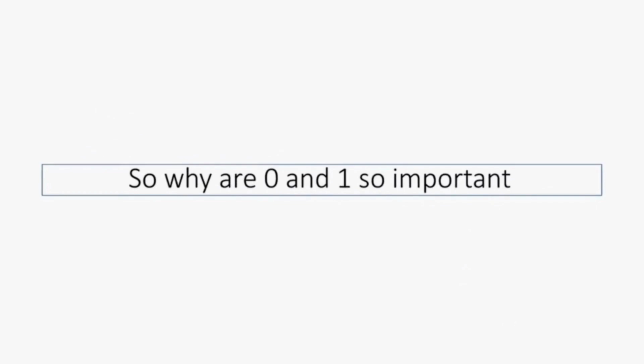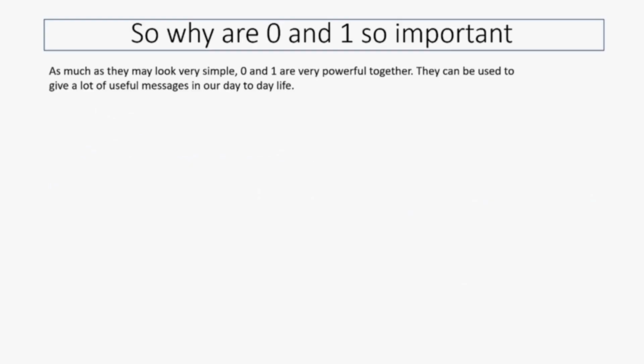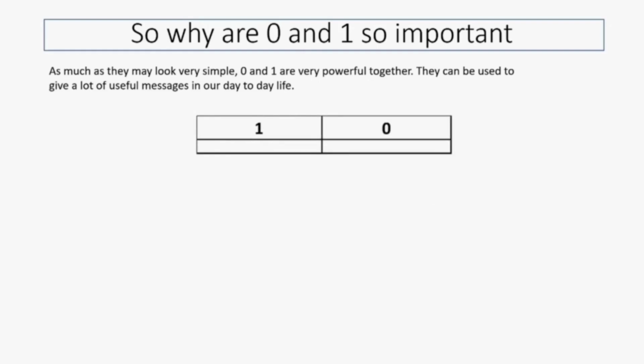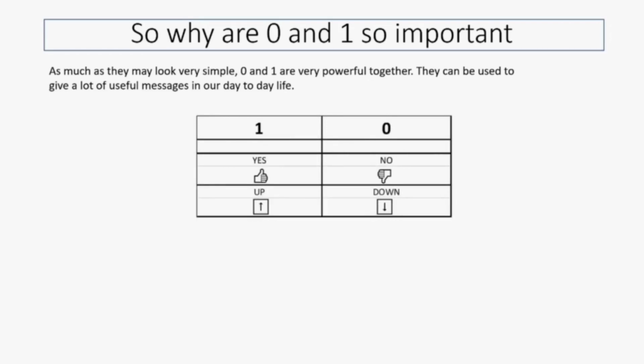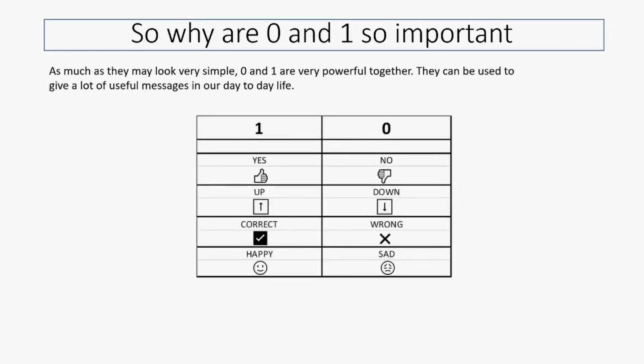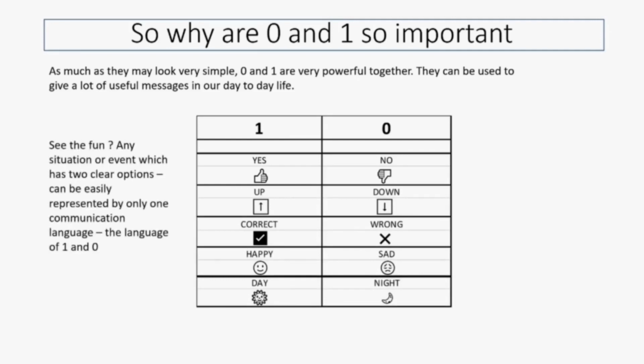So why are zeros and ones so important? As much as they might look very simple, zeros and ones together are really very powerful. They can be used to give a lot of useful messages in our day-to-day life. Let's see something. 0 and 1, let's take some examples. A yes, a no, thumbs up, thumbs down can be represented by 1, 0. Similarly, up, down, correct, wrong, happy, sad, a day or a night, maybe brightness and darkness, all can be represented by 1 or 0. See the fun?